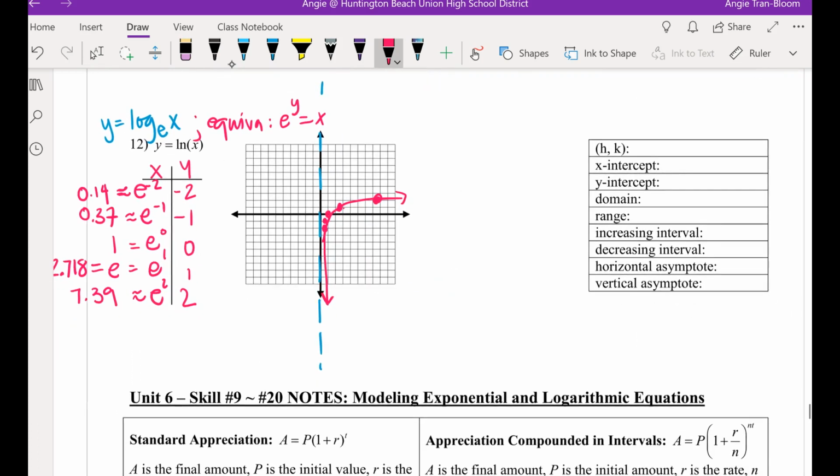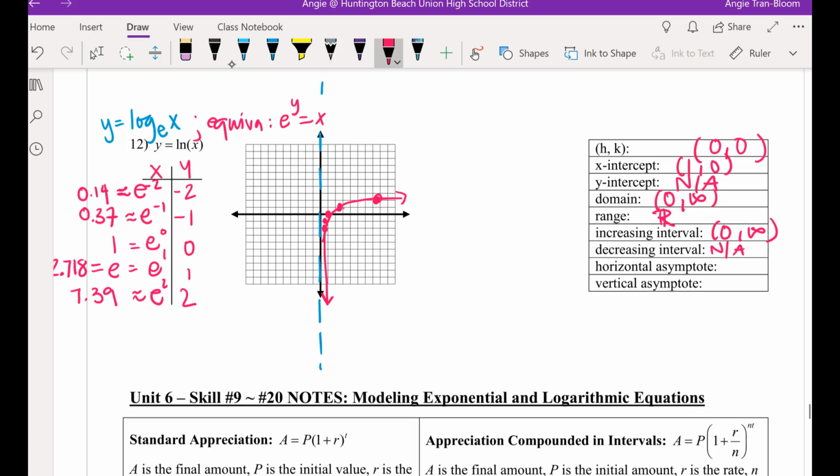Okay, we have a function. H and K, what is it? 0, 0. X-intercept? 1, 0. Y-intercept? None. Domain? 0 to infinity. Range? All reals. Increase or decrease? Still increase. Very good. From where to where? No, remember, for increase and decrease, we use the x interval. From 0 all the way to infinity.